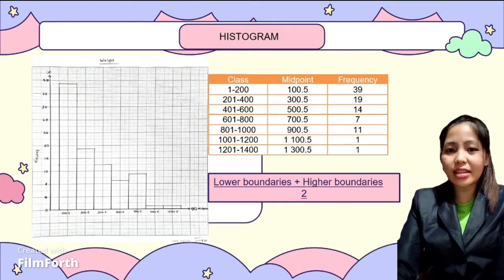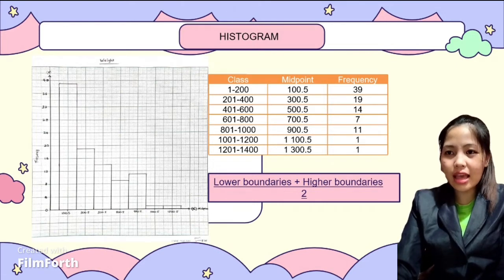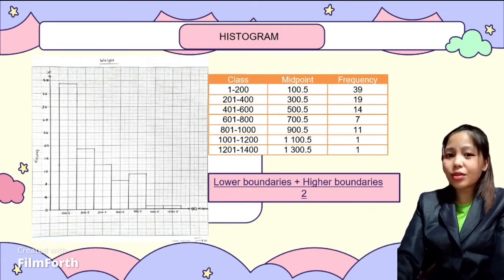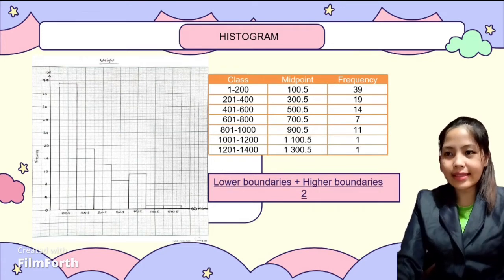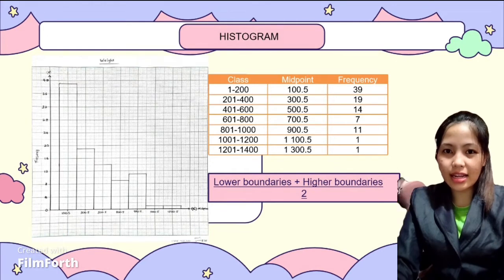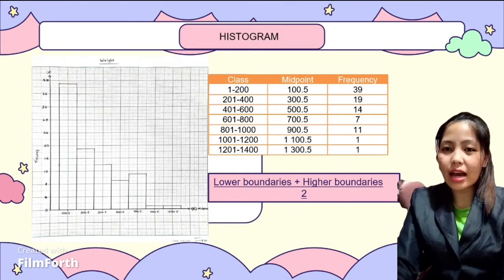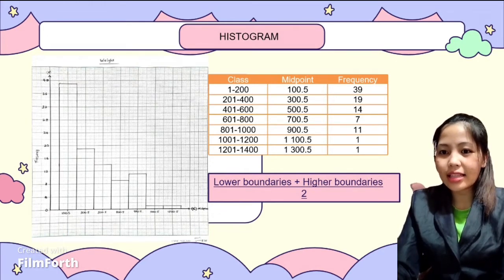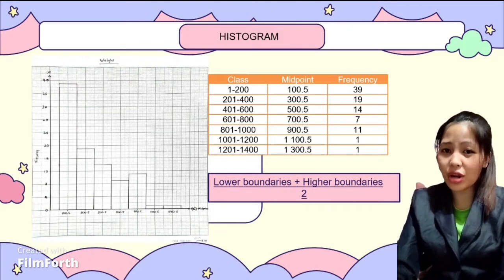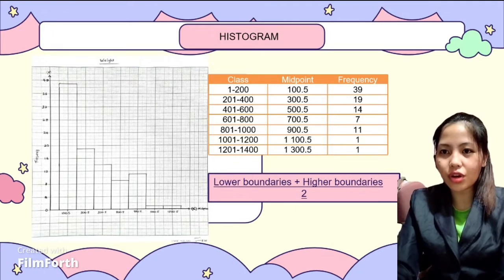To represent the height and weight of fish in this section, we will use a line graph and a histogram. So I will start with the histogram first. You can look here in my slide. I put a histogram graph and the table. The table has class, midpoint, and frequency, which I use to build the histogram graph.